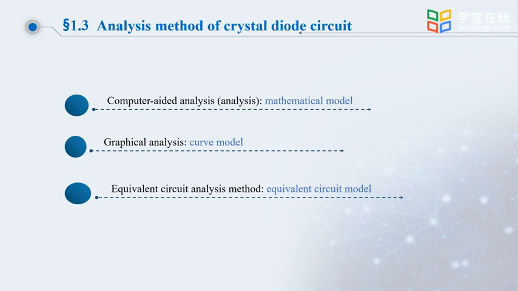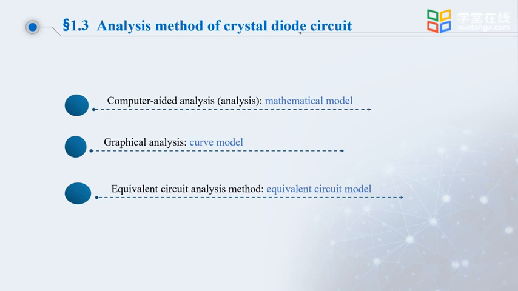Hello everyone. In this lesson, we continue to study the content of the first chapter, Analysis Method of Crystal Diode Circuit. In the previous content, we have understood the internal structure of crystal diodes and related characteristics. What we will analyze in this lesson is, if the diode is placed in the circuit, what method can be used to solve its voltage and its current.